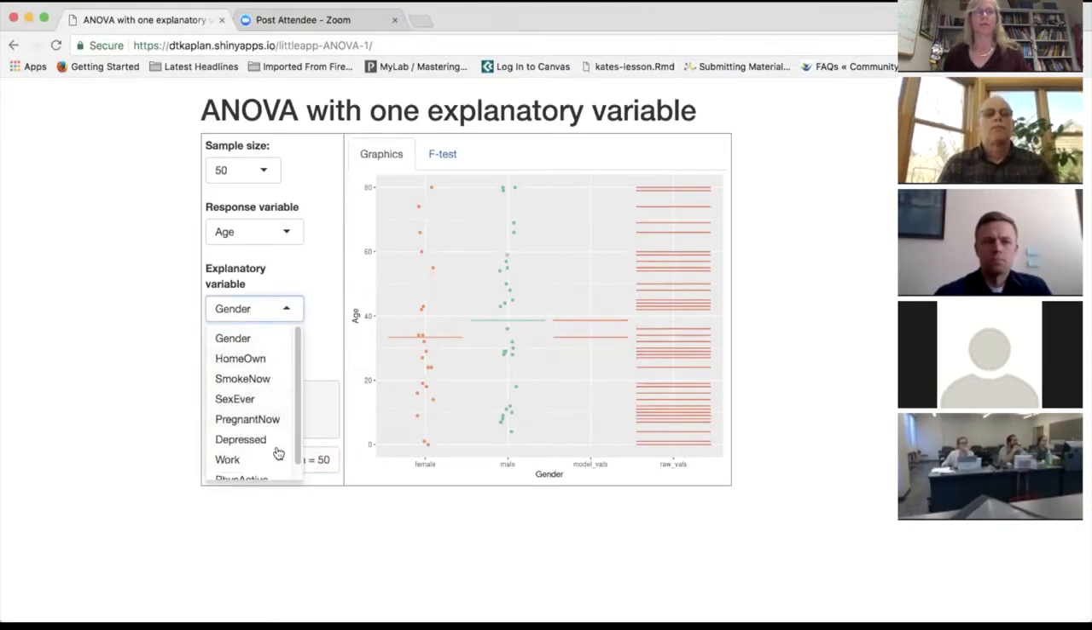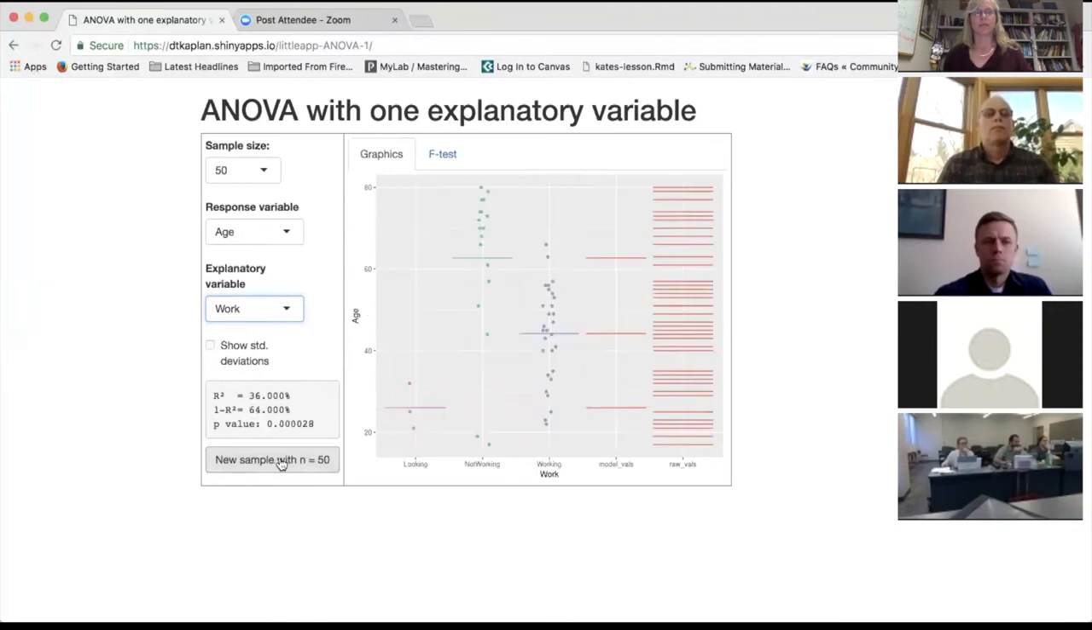This variable has different values: they're looking for a job, they're not working right now, or they are in fact working. So this is your work variable, again on the horizontal. Your age, your response variable, is on the vertical. Looking at this sample, we can see that the mean for looking is down here. The mean for not working is way up here, up around 62, it looks like. And the mean for working is around 45.